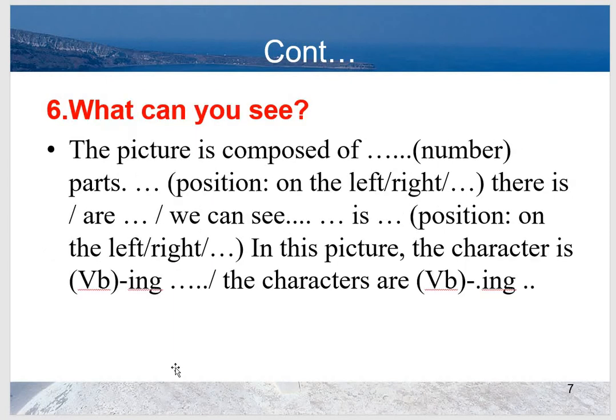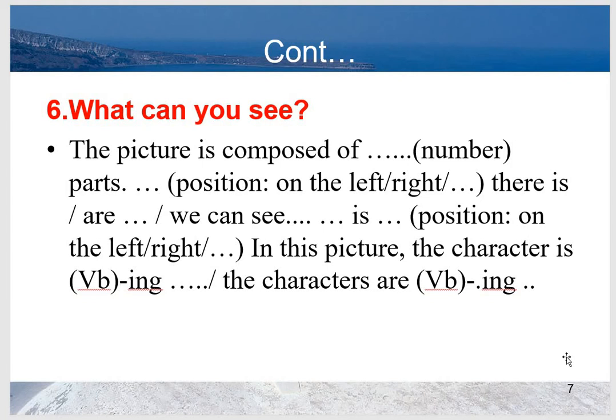What can you see? Whatever is visible, you should describe each part. You should start in a very systematic manner. Either you can start from top to bottom, or from right to left or left to right, but it should be systematic. The picture is composed of, suppose, five elements. Then describe those five elements.